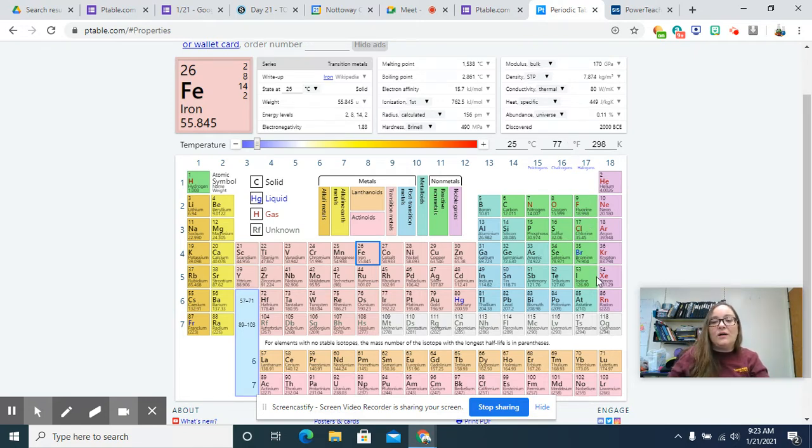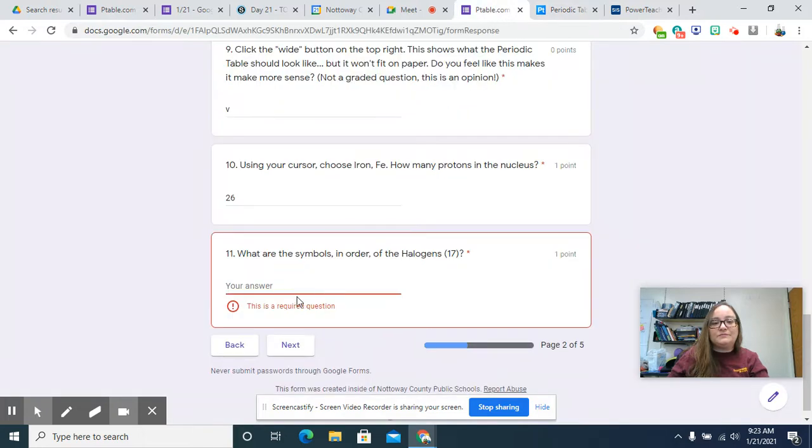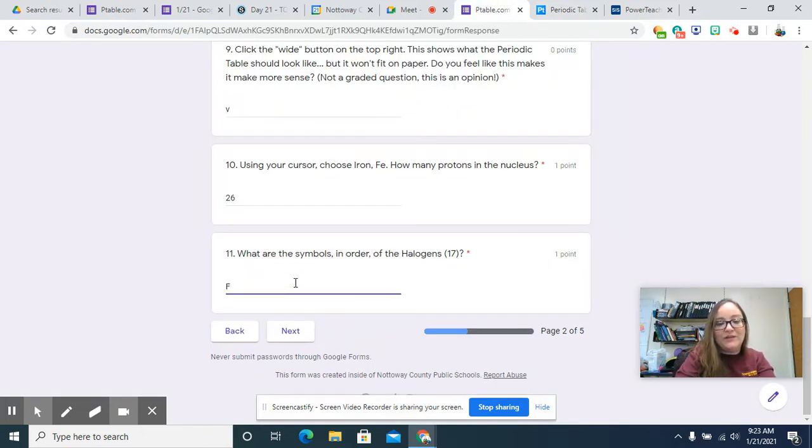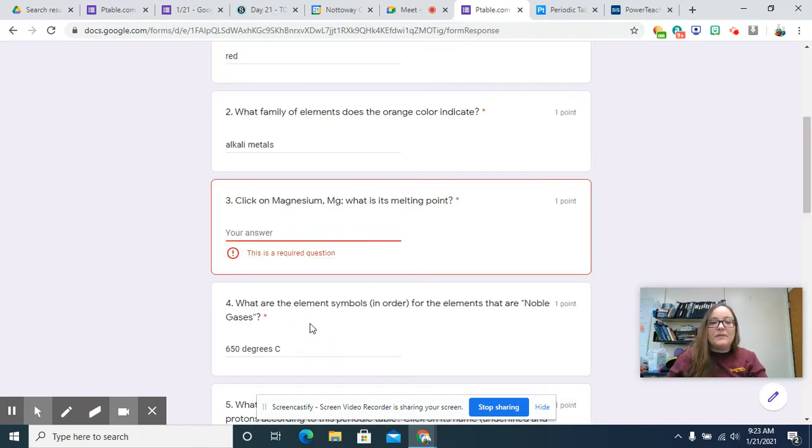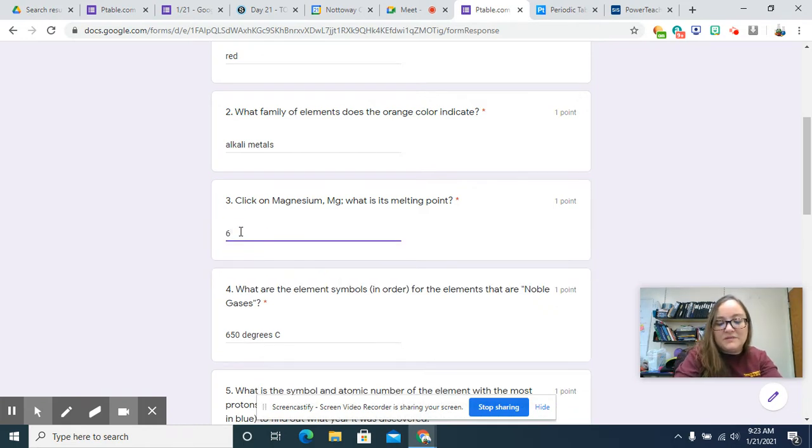So F, Cl, Br, I, At. And remember, in order. So to get the full point, you've got to put them in order. So F, Cl, Br, I, At. Oh, I missed one. I bet a couple people did this themselves too. 650 degrees Celsius. I wonder if y'all caught that when I filmed it. I bet somebody did. And it's nice that it showed me that I had a blank one.